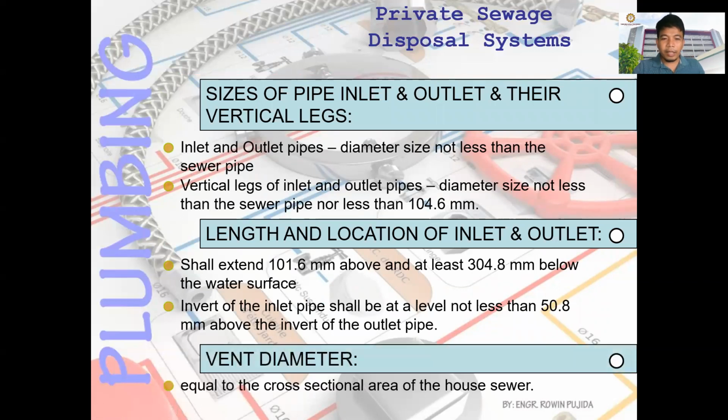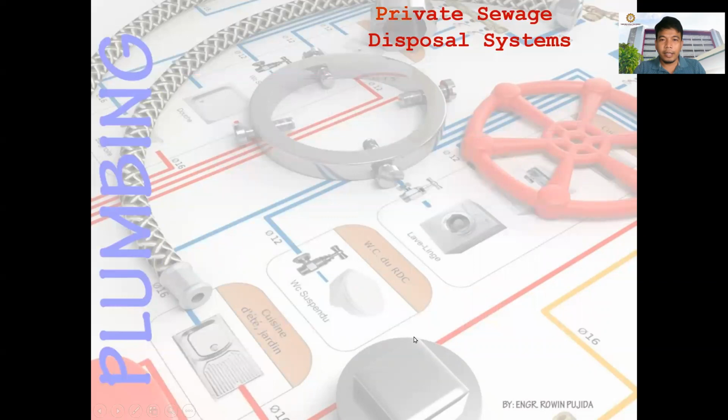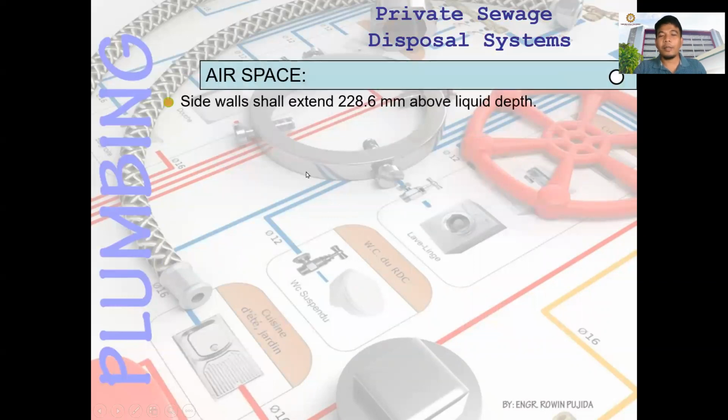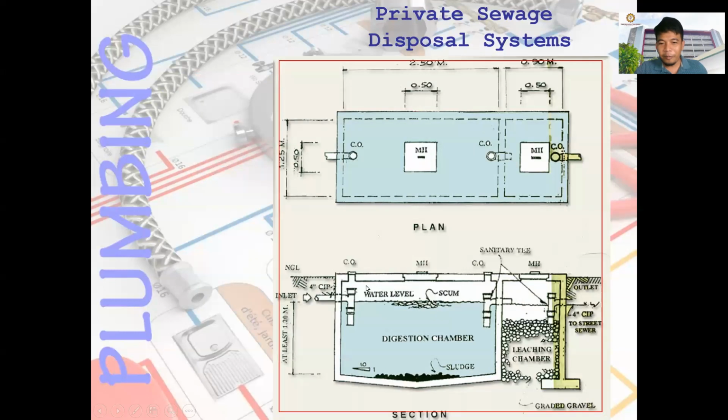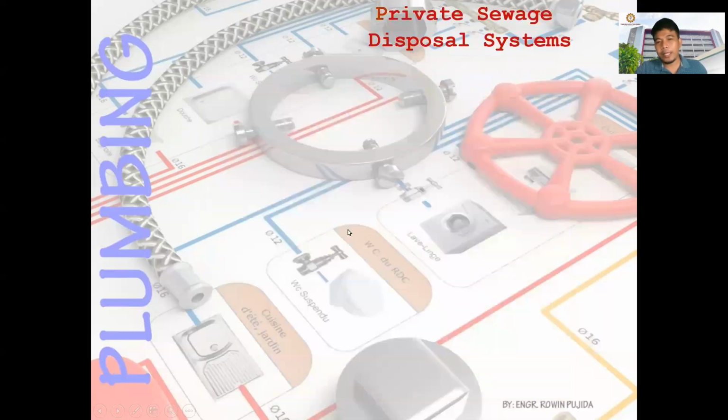And then next is the vent diameter, so equal to the cross-sectional area of the house sewer. So normally we will use 4 inches. So next is the airspace. So side walls shall extend 228.6 millimeter above the liquid depth. So by the way, this is the airspace. Okay, this one. So the 4 inches distance from the inlet to provide you with an airspace, okay? So that the flow of liquid continuously flow through the pipes.